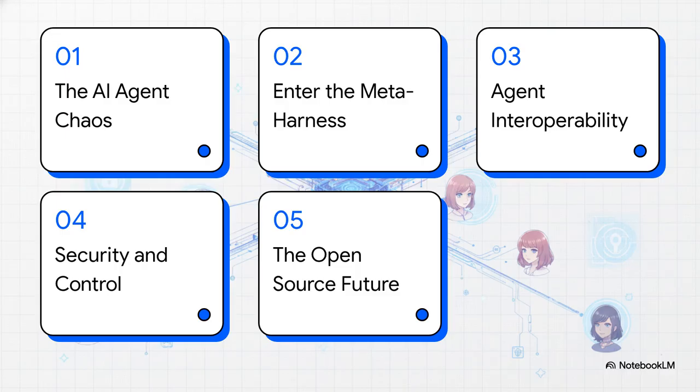So here's our roadmap for today. First, we'll look at the AI agent chaos. Second, enter the meta-harness. Third, mastering agent interoperability. Fourth, advanced security and control. And finally, we'll wrap up with the open-source future.